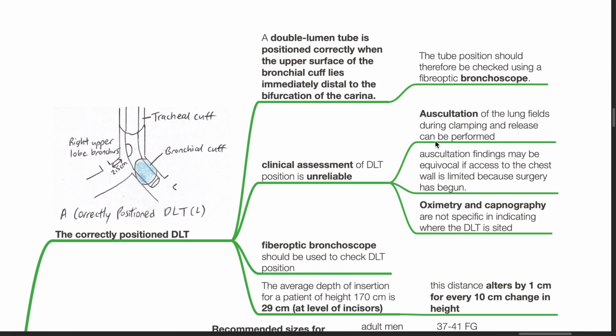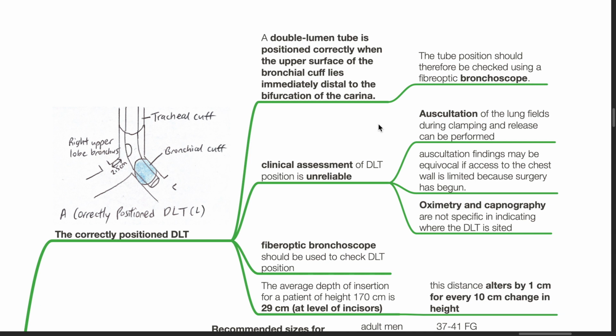A double lumen tube is positioned correctly when the upper surface of the bronchial cuff lies immediately distal to the bifurcation of the carina. The tube position should therefore be checked using a fiber optic bronchoscope. Clinical assessment of DLT position is unreliable.